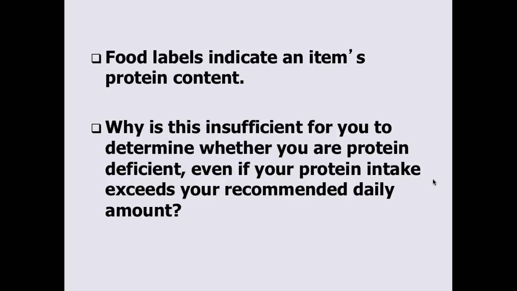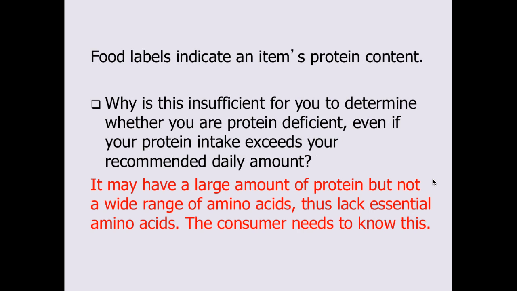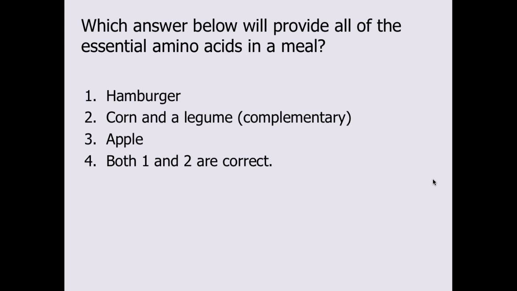Okay, so hopefully you've answered this and realized that the reason it's not sufficient to have just the amount of protein is that it might have a large amount of protein but not be complete. It might lack some of the essential amino acids, and the consumer should know this, especially if they're vegetarian. And for the second one, hopefully you realize that both a hamburger or corn plus a legume, a bean, which are complementary proteins, would give you all of the essential amino acids that you need in your diet.